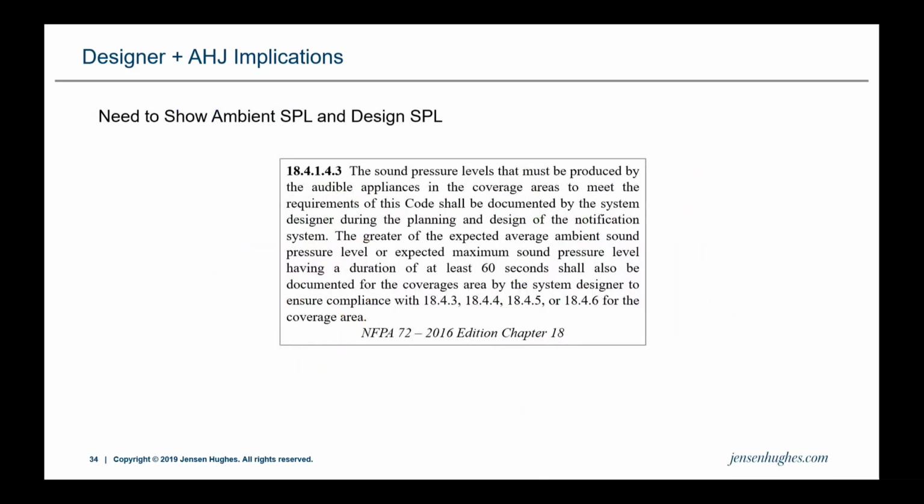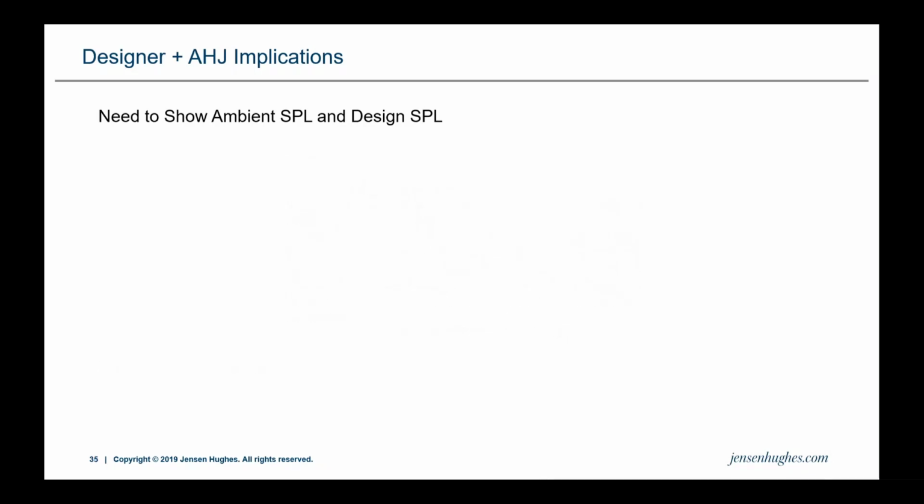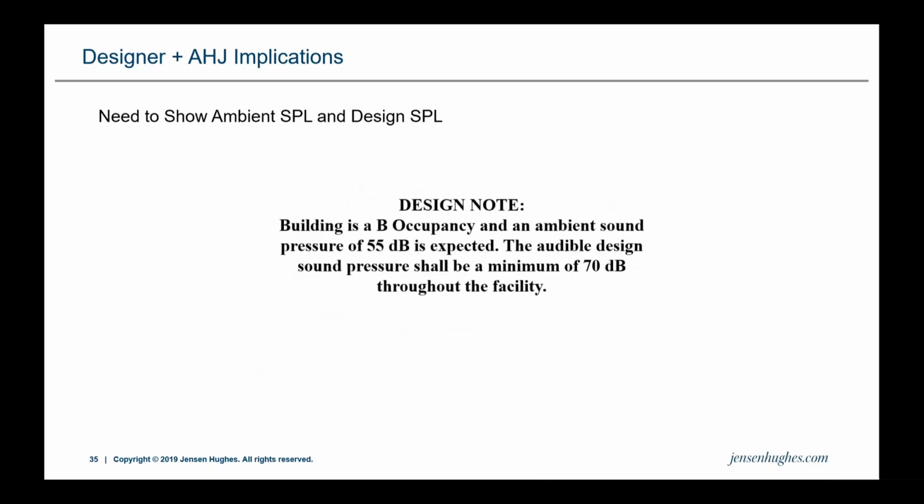We talked earlier about the need to understand the expected ambient sound pressure level within various spaces in order to properly design and designate ADSs. Chapter 18 makes it very clear that this shall be documented by the designer. So, how could this be done? Well, a very simple note on the drawings might be sufficient. This note, for example: this building is a B occupancy and an ambient sound pressure level of 55 dB, which we got from that chart in the annex, is expected. The audible design sound pressure level shall be a minimum of 70 dB throughout the facility. And of course, we place this in the most boring AutoCAD font we can find.